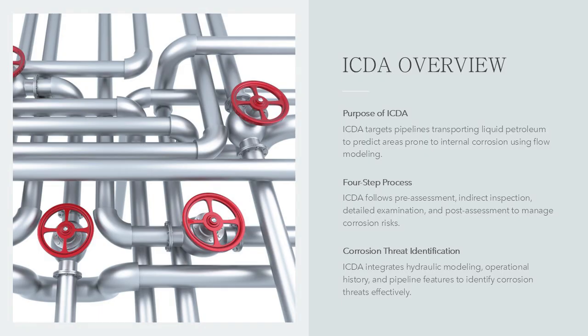ICDA is designed for pipelines that transport liquid petroleum and are normally full of liquid. It uses flow modeling to predict where water or solids might accumulate, as these areas are most prone to internal corrosion. The process includes 4 steps: pre-assessment, indirect inspection, detailed examination, and post-assessment. This systematic approach ensures that if high-risk sites are corrosion-free, the rest of the pipeline can be considered safe. ICDA integrates hydraulic modeling, operational history, and physical pipeline characteristics to identify corrosion threats effectively.